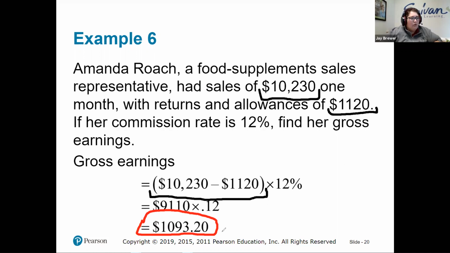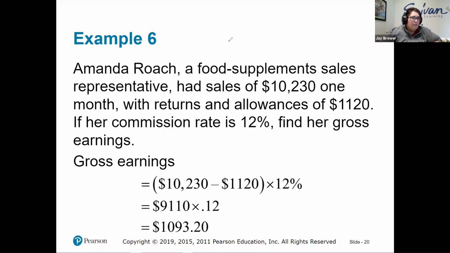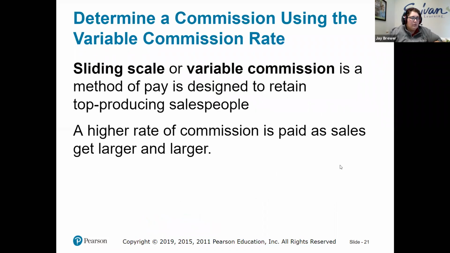So she's going to have to be constantly saving. And then here's the other thing. When you do your taxes, it's a little bit different when you have a commission-based job. I'm sure we're going to get to that in another chapter.